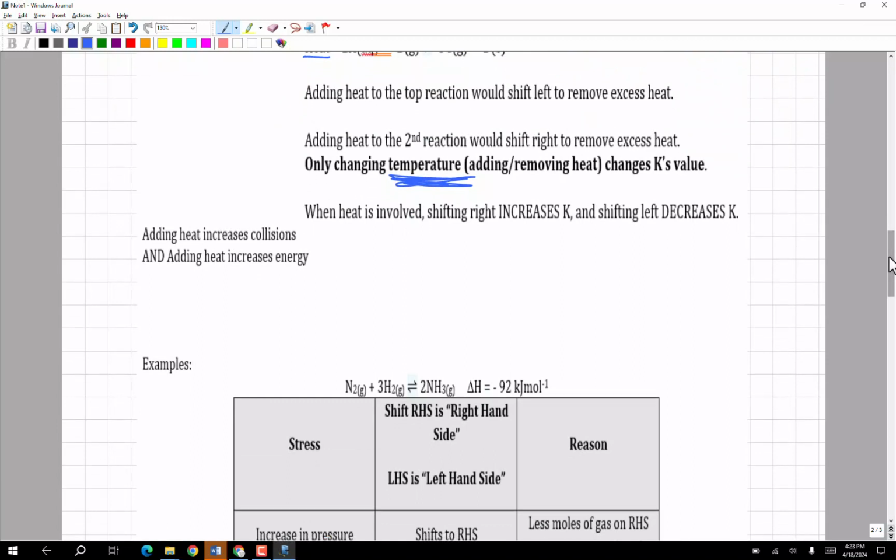When heat is involved, shifting right increases K. This is only for heat, only for heat, only for heat. Shifting right increases K, and shifting left decreases K.